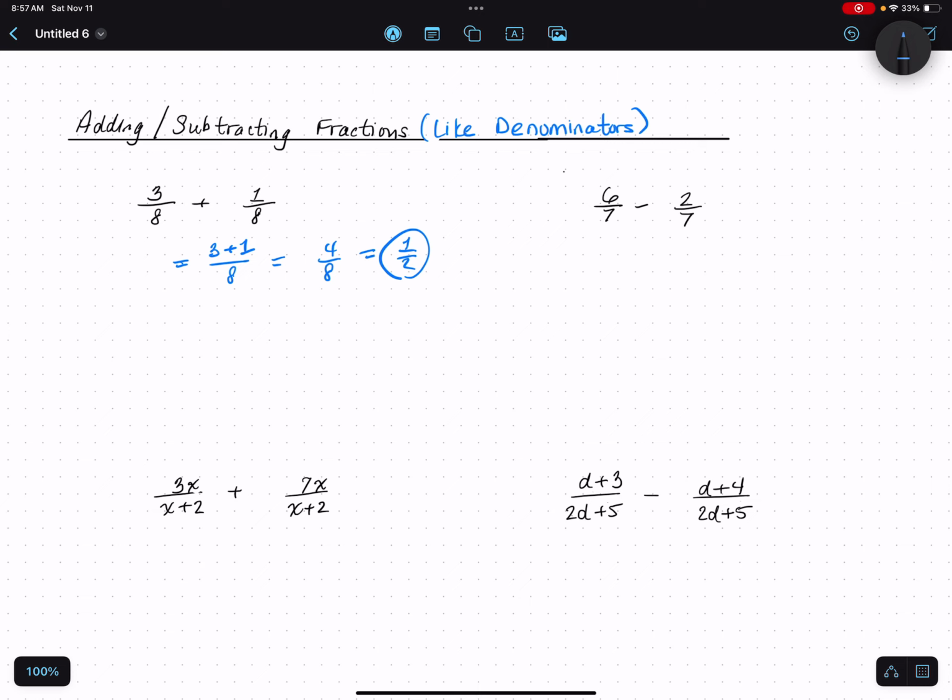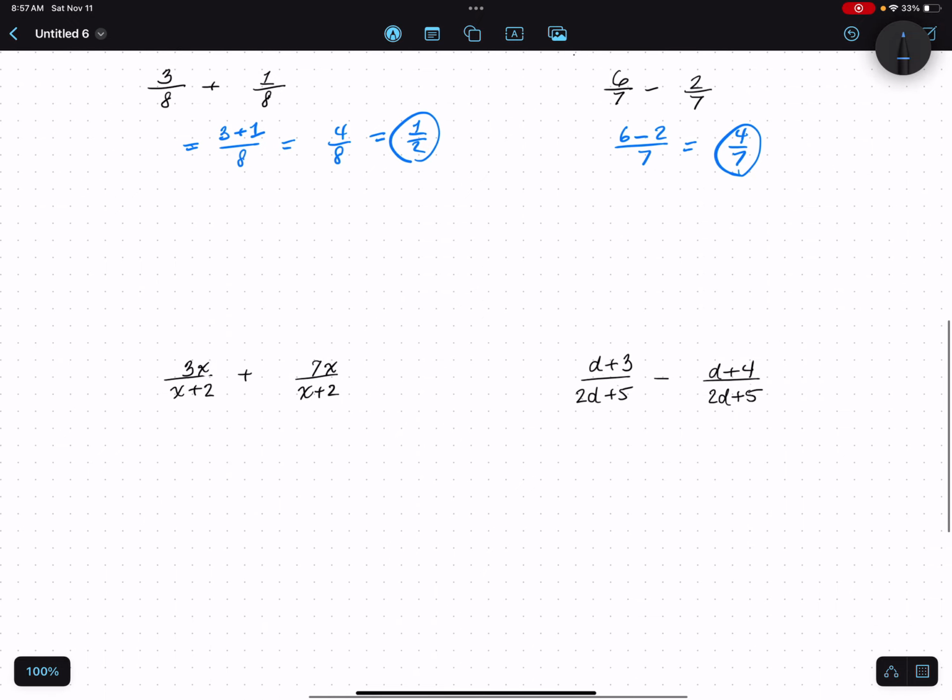Okay. Likewise, 6/7 minus 2/7, basically the same thing. We have 6 minus 2 over 7, which is 4/7. So the denominator stays the same. We just do the operation on the numerator. Okay. So when we talk about expressions, it's essentially the same thing, but we just have to remember that we abide by the rules of expressions, which means if you want to combine, we have to have like terms and all the other things that have gone along with expressions up until this point.